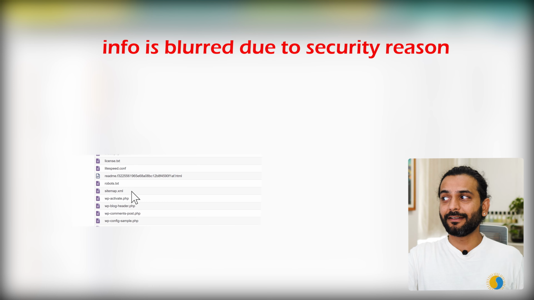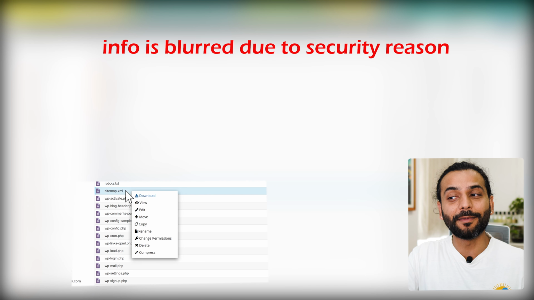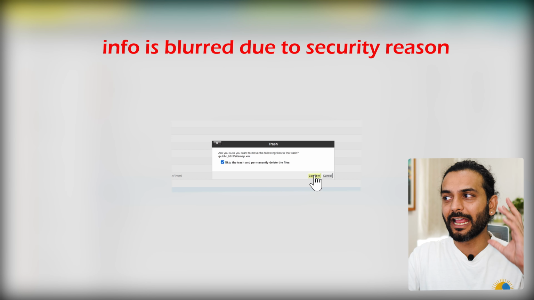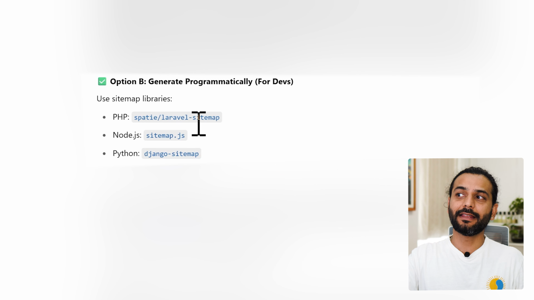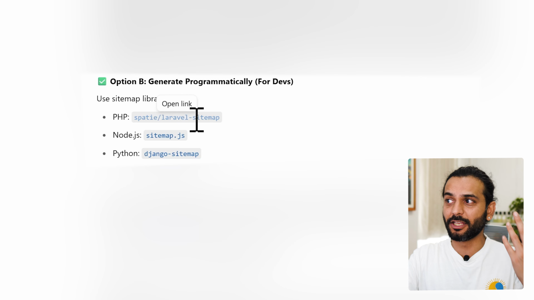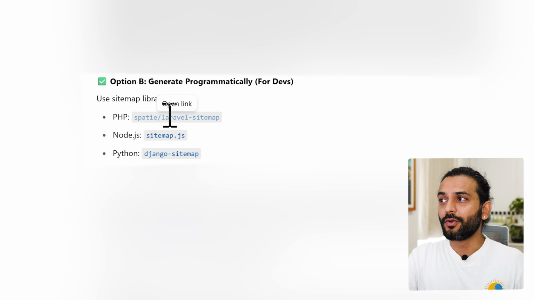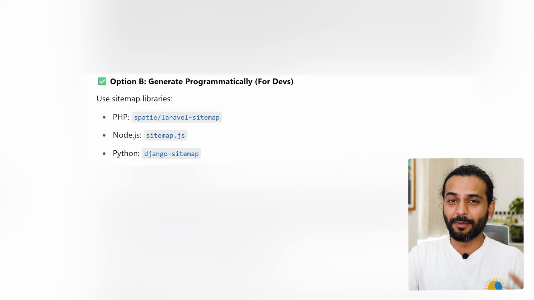Because I have a WordPress website, I will delete this sitemap because this is not the correct sitemap of my website. I am already using the Rankmath plugin to create the sitemap, so I will delete this for now. But the problem with this kind of sitemap is that they are static sitemaps. In case you are using a dynamic programming language like PHP or Node.js or Python, you can use this kind of libraries. For example, for PHP you can use Laravel, for Node.js you can use sitemap.js.